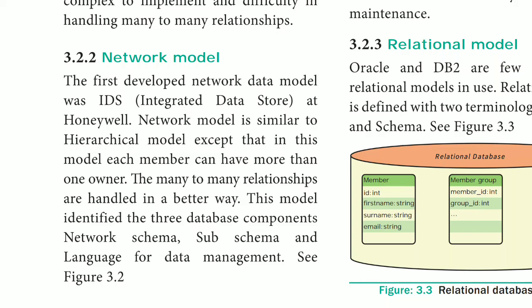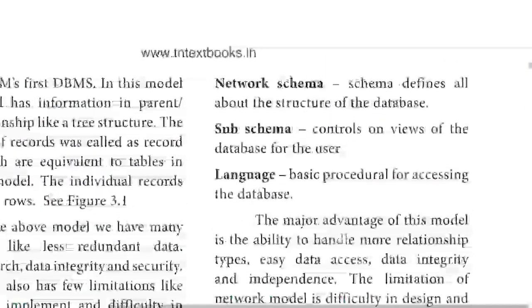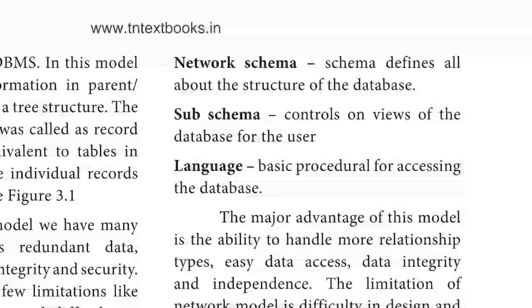This model identifies three basic components: network schema, subschema, and language for database data management. These are the key features of the network model. The network model is the same as the hierarchical model, but it has many owners for a single member or single entity in the model. In the next paragraph you can see that network schema, subschema, and language are defined.